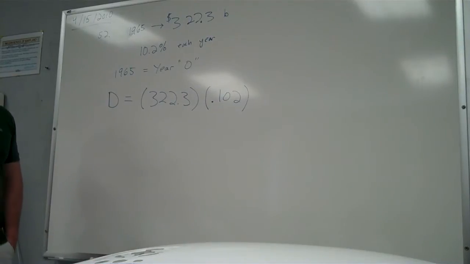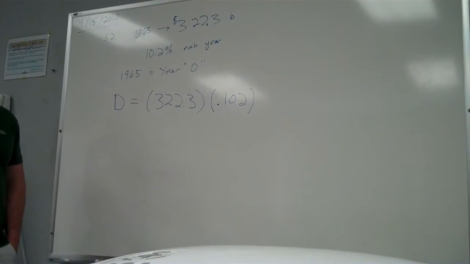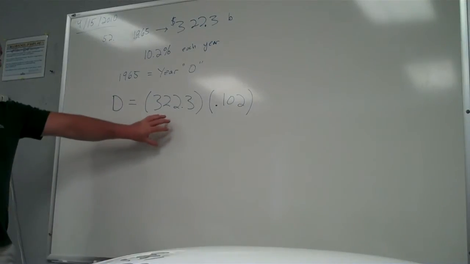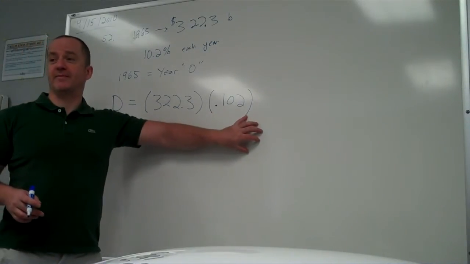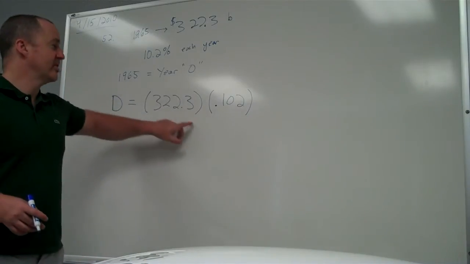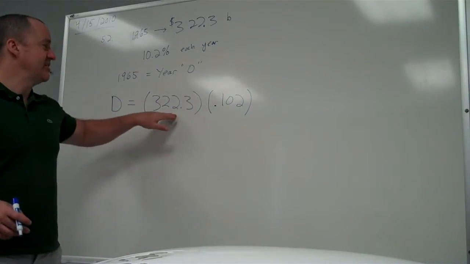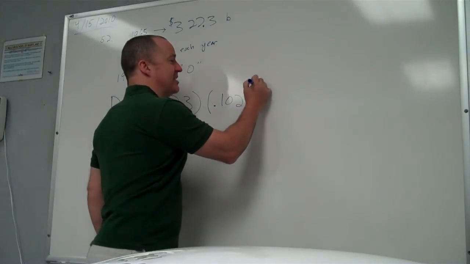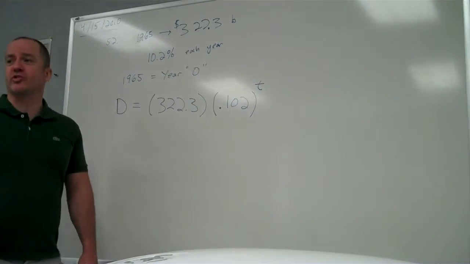Changing a percent to a decimal, you move the decimal place 2 units over, and you always want to change the percent to a decimal before using it. Would you move the decimal on the debt too, to 32.23? No, you do not. You don't change it on the debt, you only change it on the percent. Now you're going to multiply this number times 0.102, as many times as you want to, depending on how many years you're talking about.